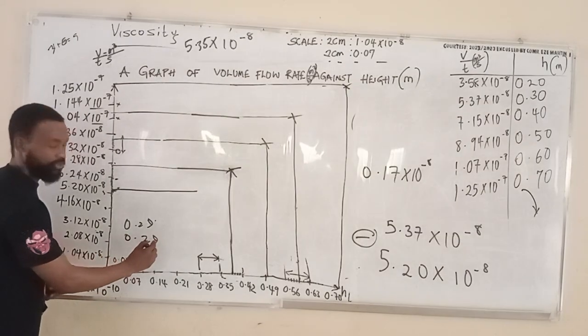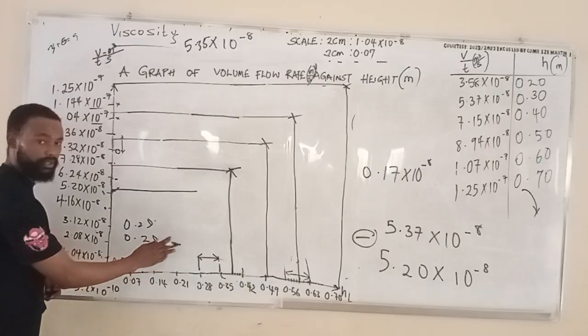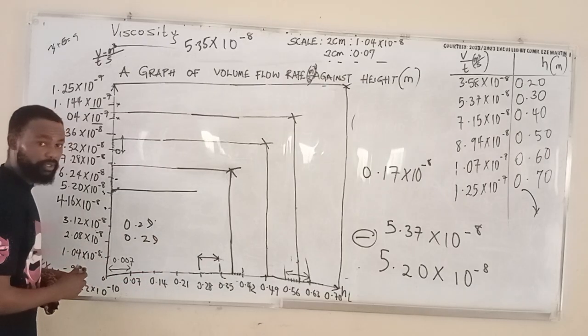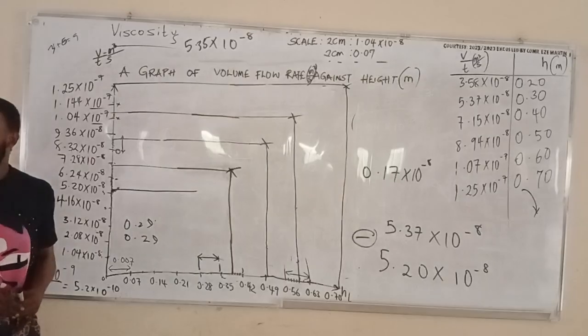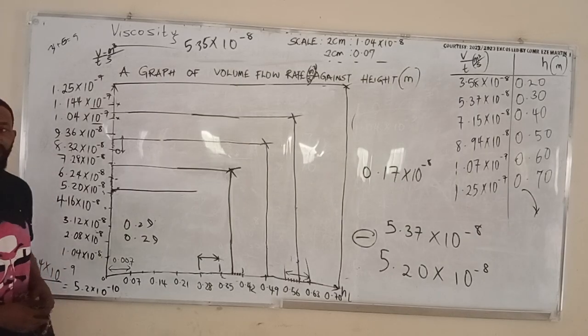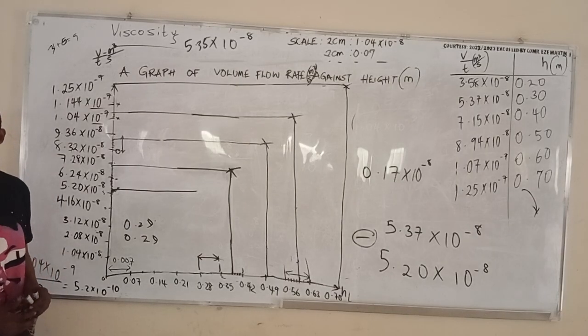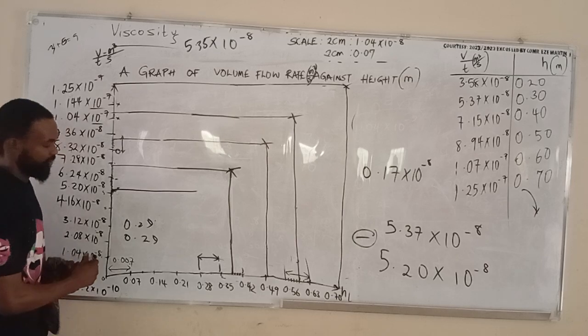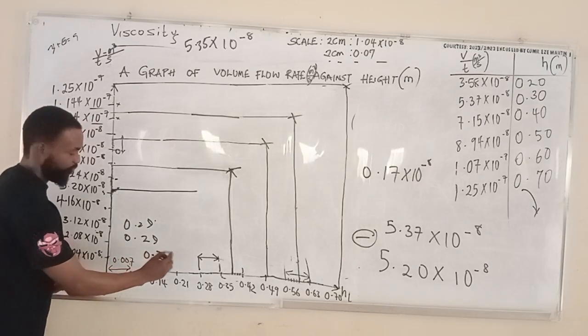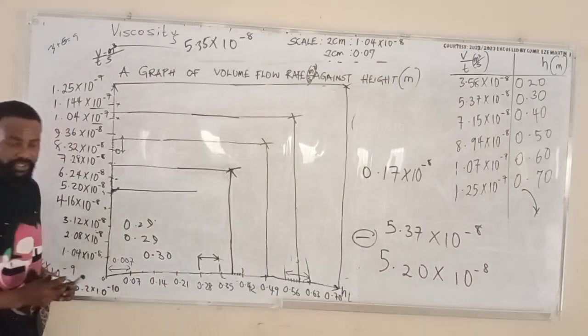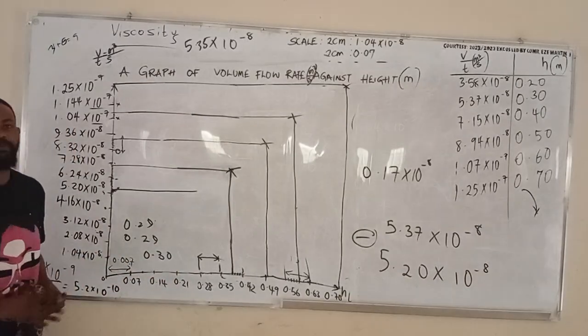Look for me, 0.29 plus 0.007. Okay, now look for me, 0.29 plus 0.007, 0.30, which is approximately 0.30. That is the third point.